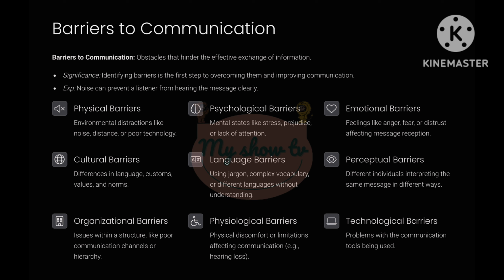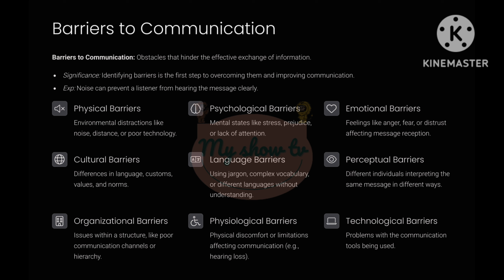Here are several common types of communication barriers. 1. Physical barriers. These are environmental distractions that interfere with the communication process. Examples include loud noise, physical distance between communicators, poor technology, like a bad phone line, or visual distractions. 2. Psychological barriers. These are mental states and attitudes that can impede communication. Examples include stress, anxiety, preconceived notions or prejudices, a lack of attention or interest, or a closed-minded attitude.